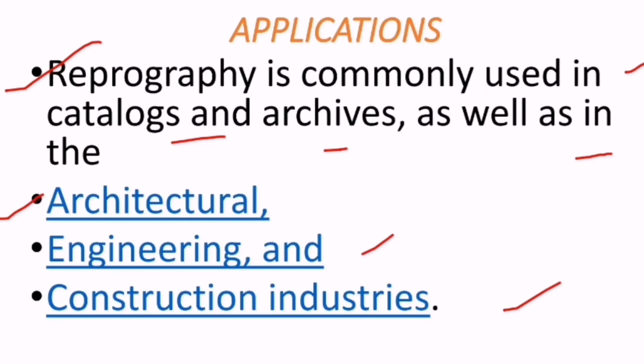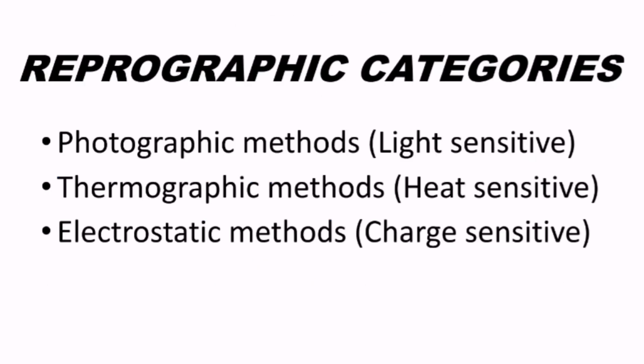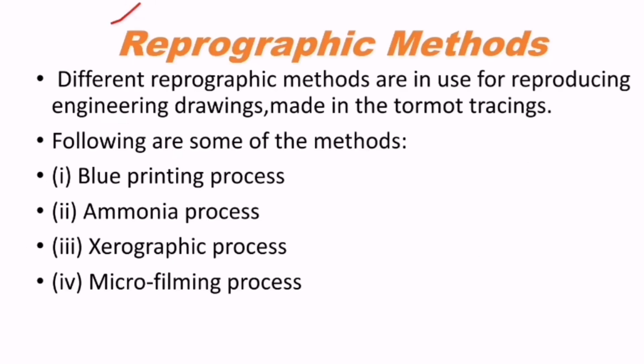Nowadays we are using printers or Xerox machines, but in the olden days we used different classical methods. There are three different reprographic categories. One is the photographic method, that is light sensitive, thermographic methods, that is based on heat, and electrostatic methods, that is charge sensitive.